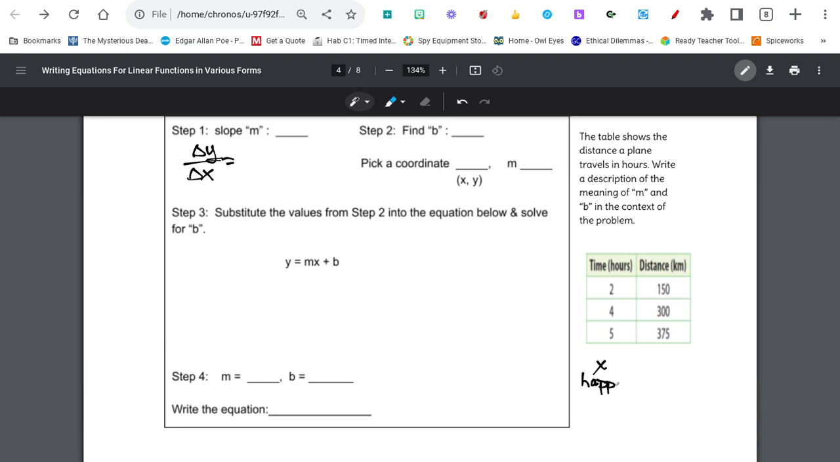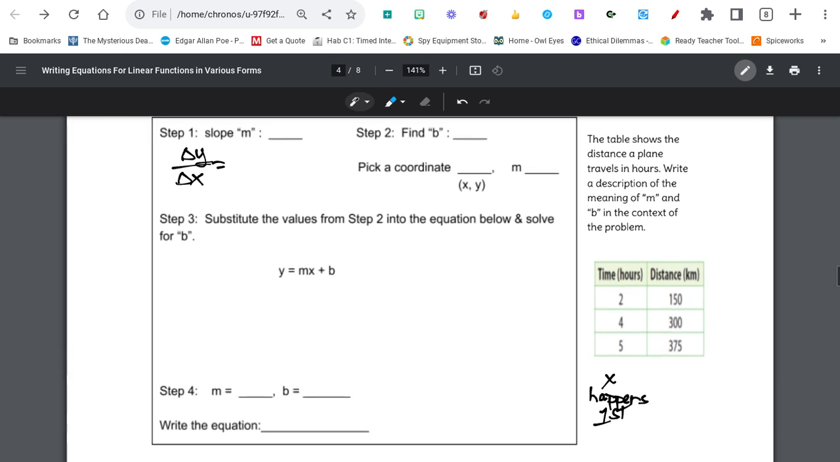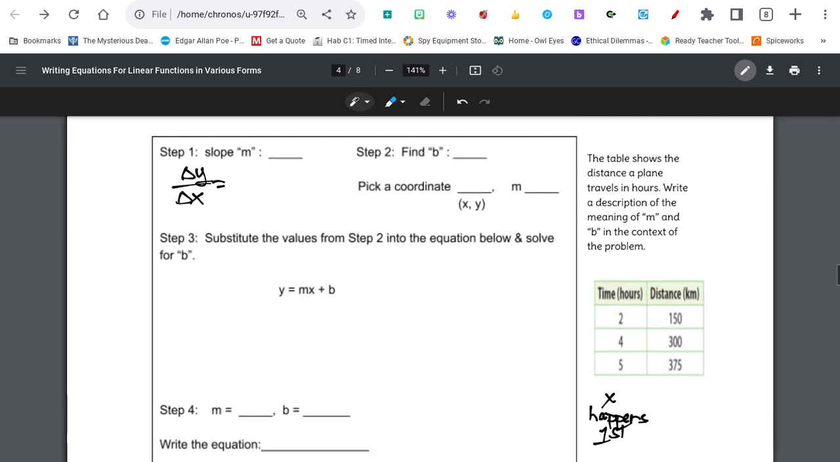X happens first. So between hours and distance, guys, this has to deal with train distances.